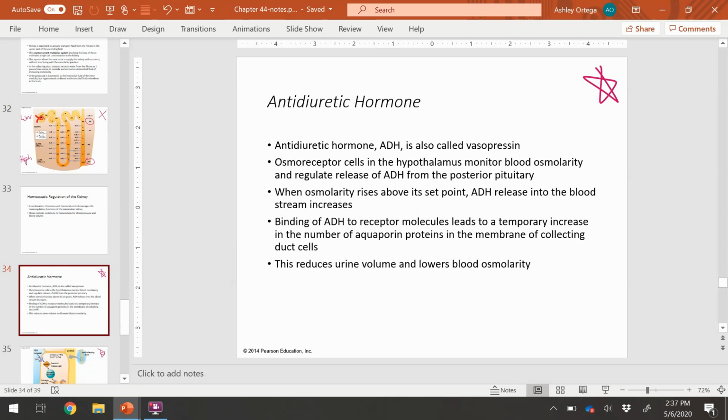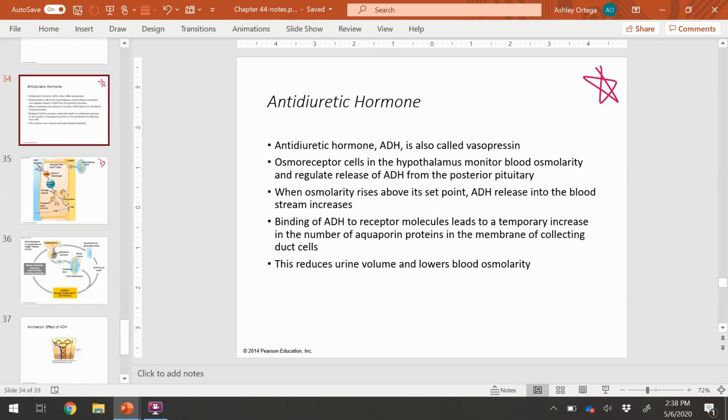bind onto receptor molecules on the kidney cells. This will lead to a temporary increase in the aquaporin proteins that take in water in the collecting duct cell region. And so this will bring more water back into the kidney cells, and then less water going through the urine. And so that will reduce the urine volume and lower the blood osmolarity. And so we have a picture of that here.